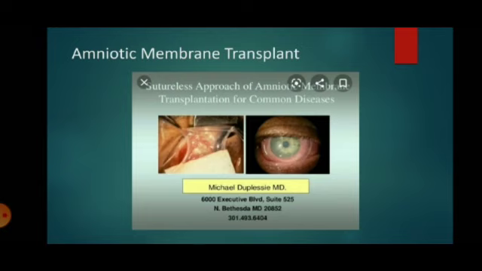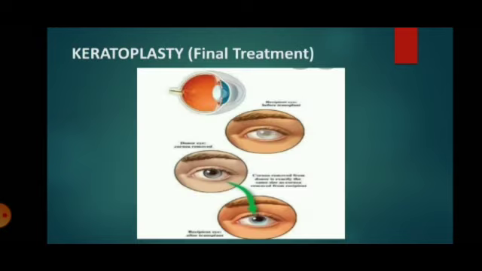But if amniotic membrane transplant doesn't work, then the final remedy is keratoplasty, where the cornea of the donor is given to the recipient, the whole cornea is changed. In layman's terminology, it is an eye surgery. We call it keratoplasty. Thank you so much guys.